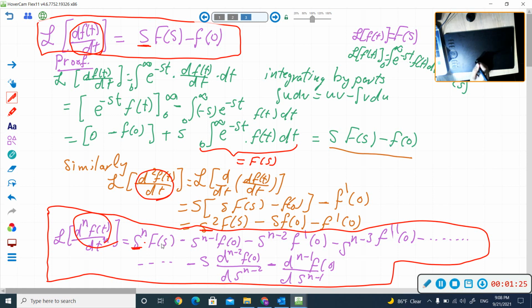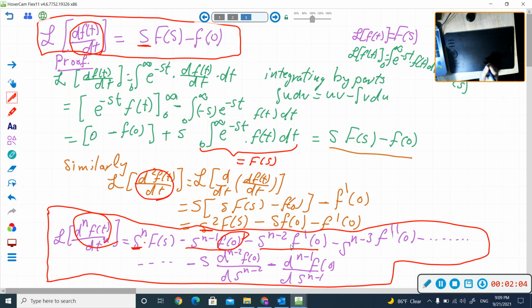So F capital of s is the Laplace transform of your function, f small of t, which is in the time domain, and it will be s to the power n multiplied by F of s. All the other terms depend on initial conditions, because f small of 0 is just the function that we started with, replacing each t in it with 0. So this is a number depending on the initial condition.